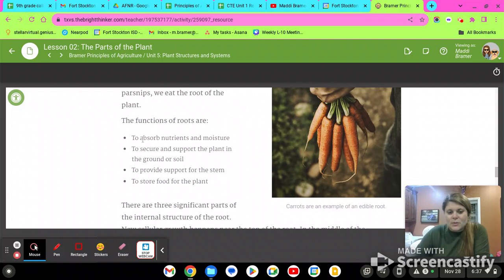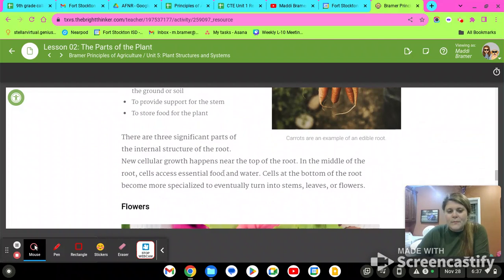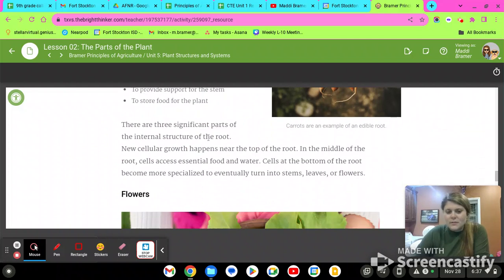So the functions are to absorb nutrients and moisture, to secure and support the plant in the ground or soil, protect against wind and rain and all of those other erosion factors, provide support for the stem, and to store food for the plant. So there's 3 significant parts of the root. So new cellular growth is going to happen near the top of the root. In the middle, cells access food and water, and cells at the bottom become more specialized to turn into leaves or flowers.